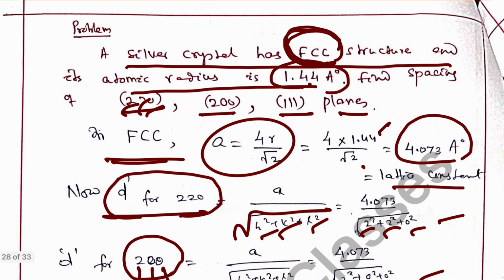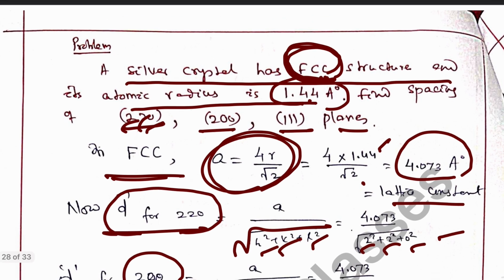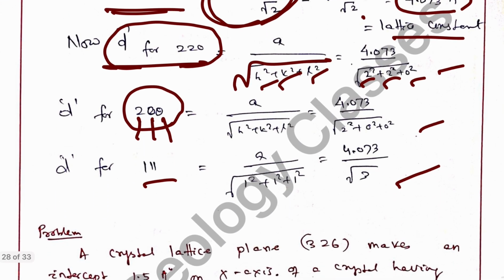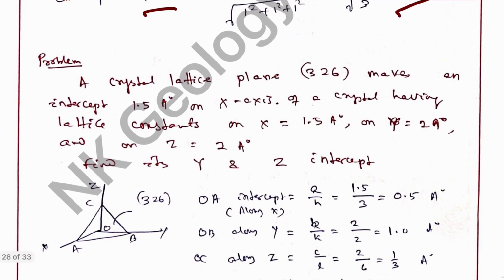And if it is an FCC structure, what is the length of a? It is face-centered cubic. For FCC, a is equal to 4r by root 2. That I will deduce in my subsequent lectures.